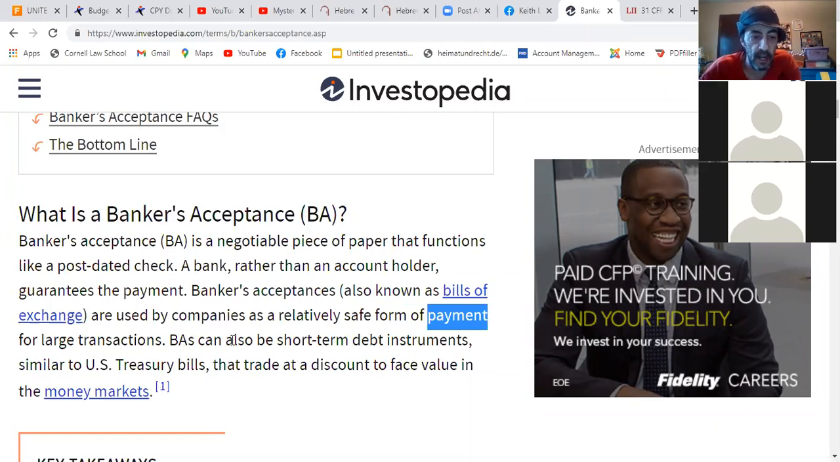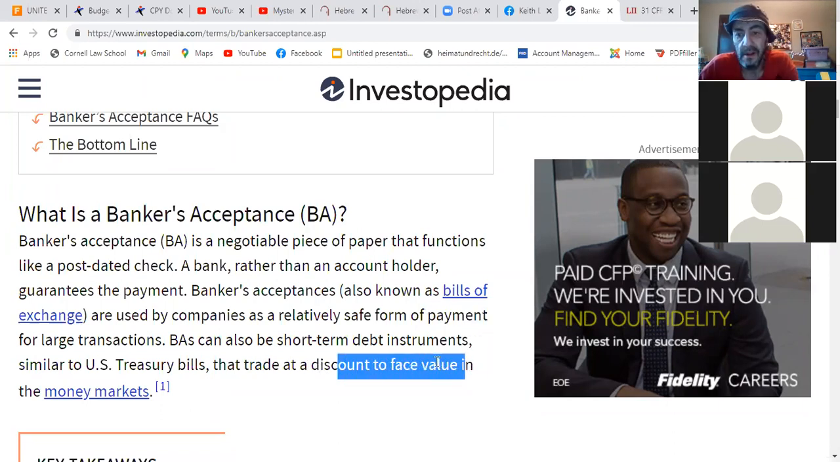Bankers' acceptances can also be short-term debt instruments, similar to U.S. Treasury bills, promissory notes, post-dated checks, things like that. They can also be those short-term things. That's what the dates and everything are all about. That trade at a discount to face value. And that's that fractional banking that they're operating in. That's what that commercial paper is.